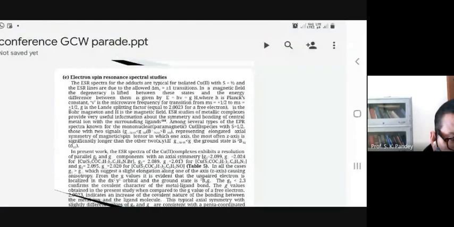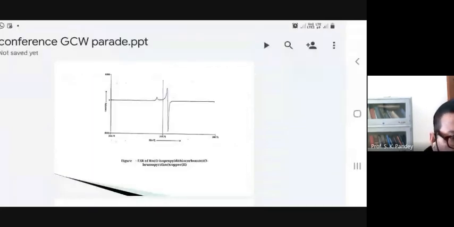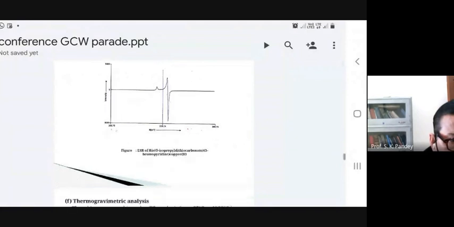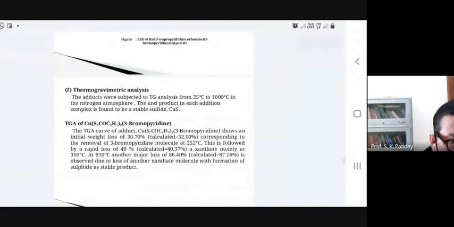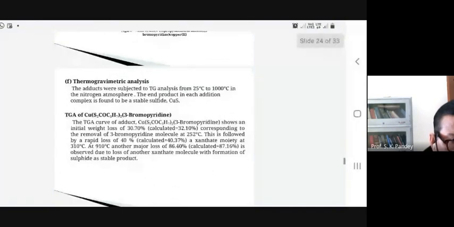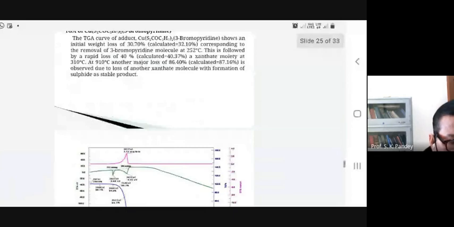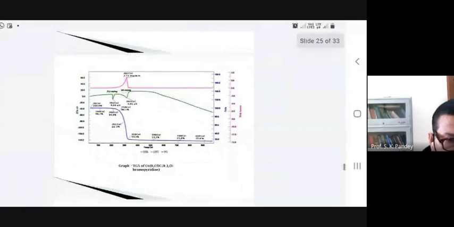the two splitting pattern according to the rule 2I plus 1. So the two peaks which were observed in the ESR spectra of the copper(II) complexes which I have prepared show that the copper exists in the 2+ oxidation state and not in the +1 oxidation state. Further, these complexes were characterized by thermogravimetric analysis, which shows the gradual decomposition of the product as we increase the temperature, with copper sulfide as the final end product.